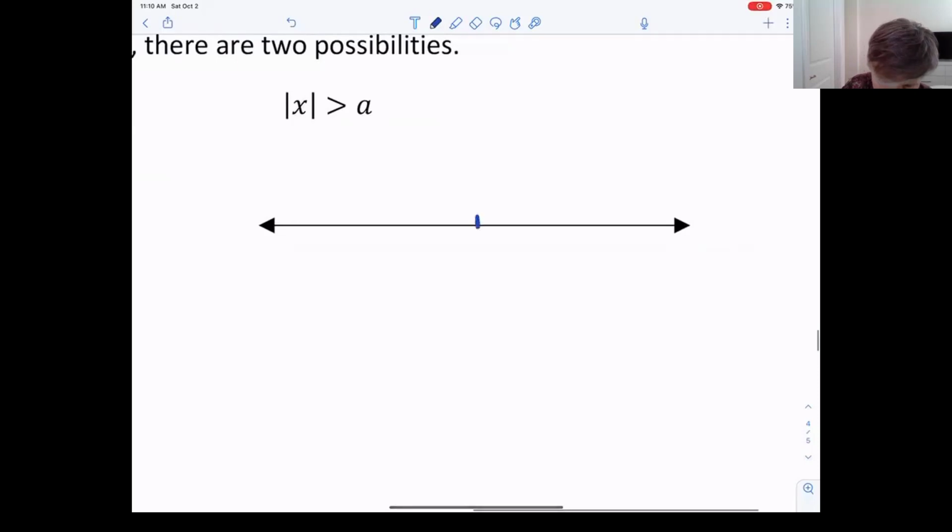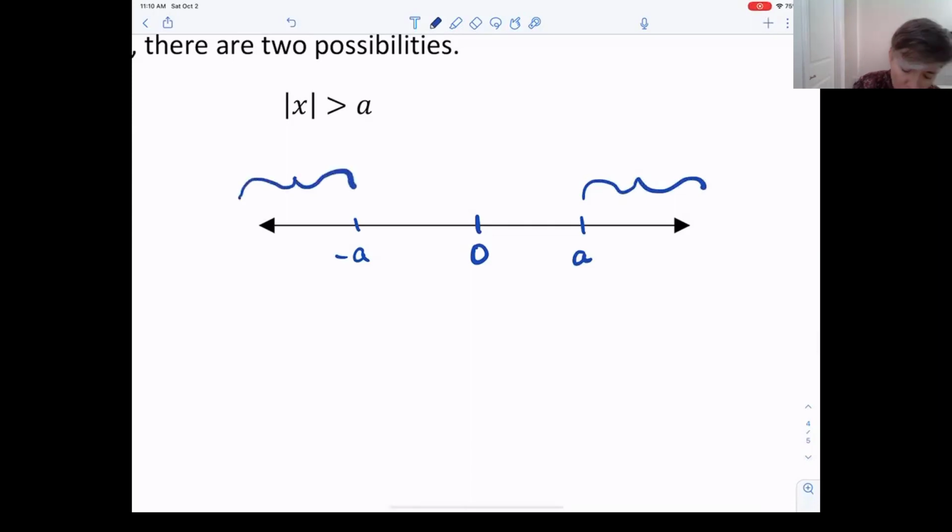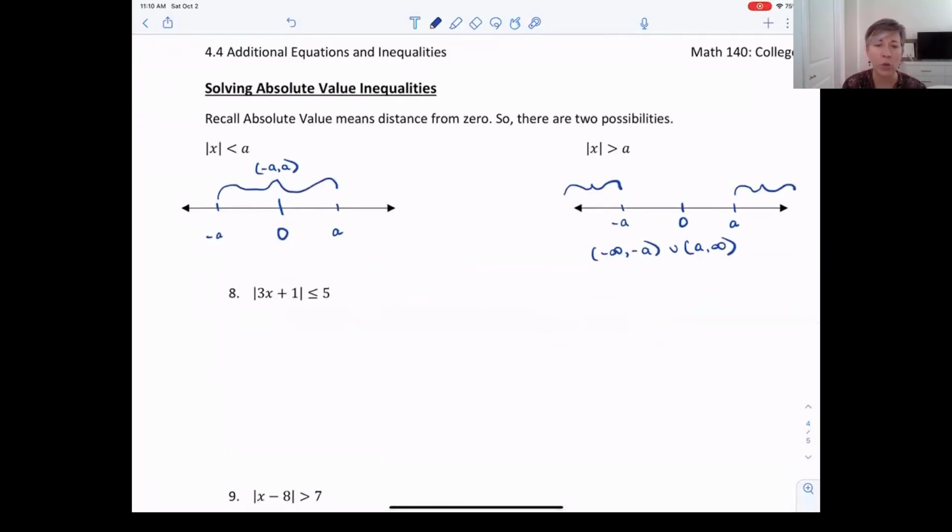Likewise, though, if we have a distance from 0 that is larger than a, well, between 0 and a is a units. The distance between 0 and negative a is a units. So if you want a distance larger than that, then it has to be either to the right of a or to the left of negative a. So we're going to end up with two intervals: negative infinity to negative a, union a to infinity. So it really depends, once you get that absolute value by itself, whether you're looking at one interval close to a value, or whether you're looking at two intervals away from a value.